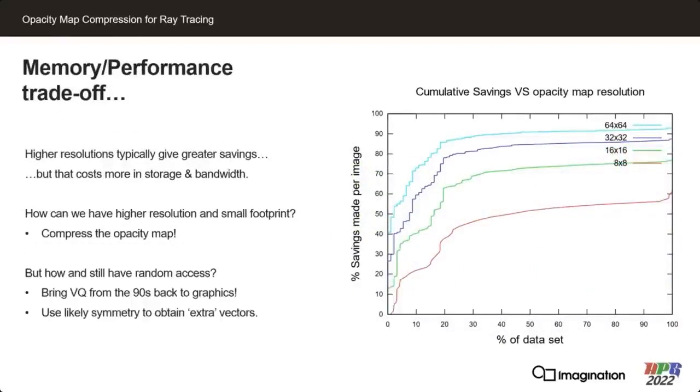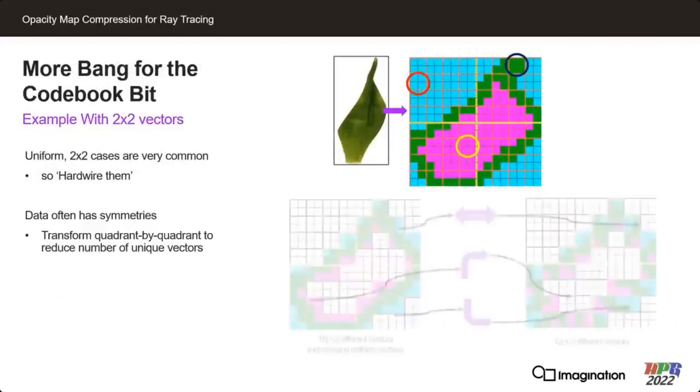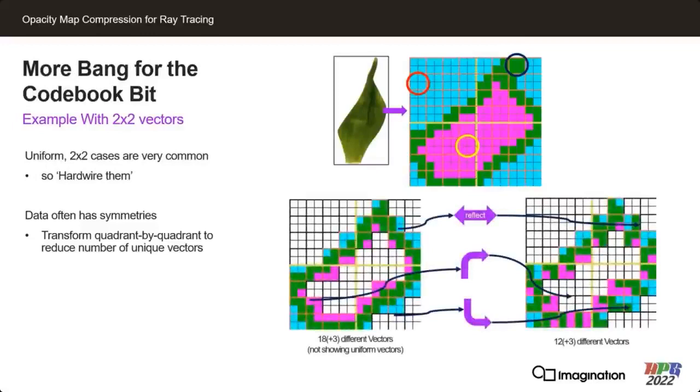We use VQ compression. It's simple to decode and allows random access. With 2x2 vectors, we found uniform cases are common. We avoid storing these in the codebook and dedicate 3 indices. The data often has symmetries. We have 3 per quadrant transformations to reduce the number of unique vectors.